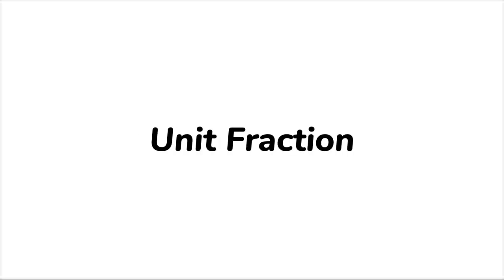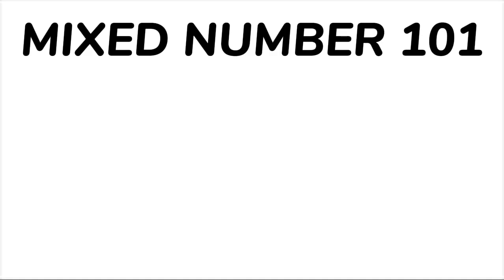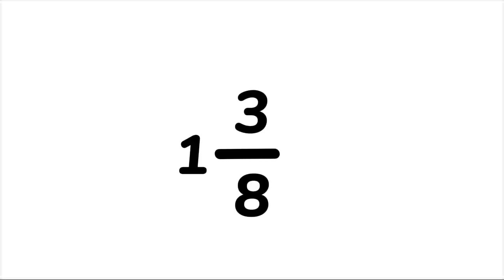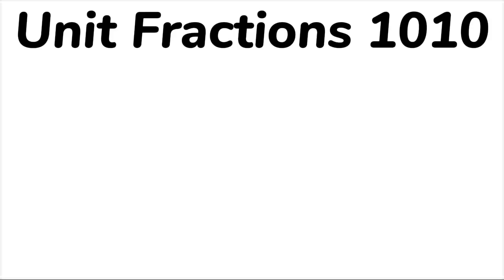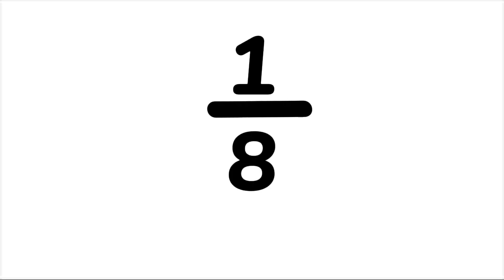These fraction types are mixed number, unit fraction, and proper and improper fractions. A mixed number is a fraction with a whole number to the middle left of it. An example is 1 and 3/8. Another is 6 and 5/2. Meanwhile, a unit fraction is any fraction with 1 as a numerator. These fractions include 1/2 and 1/8.